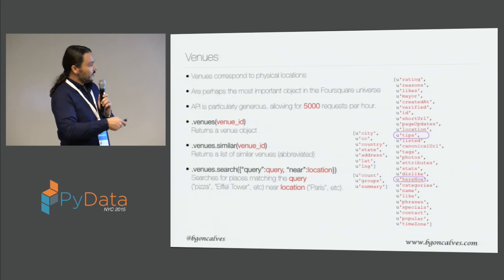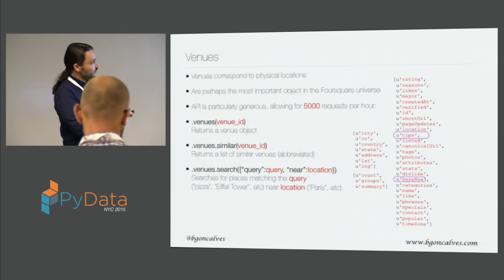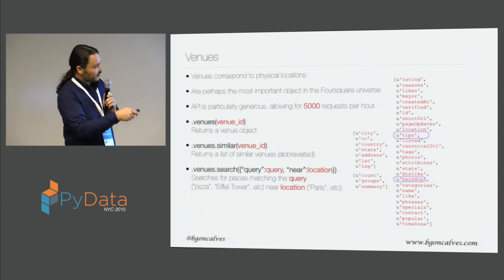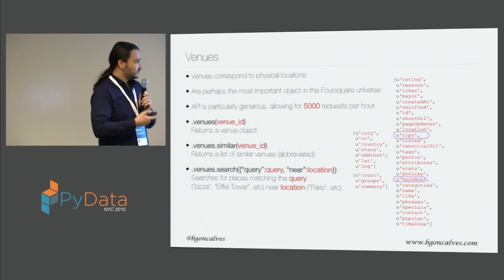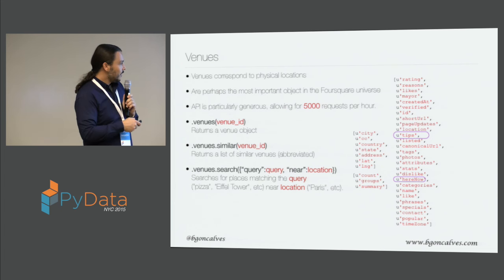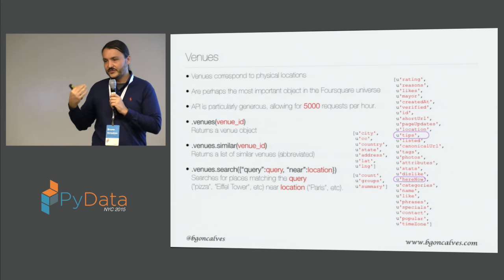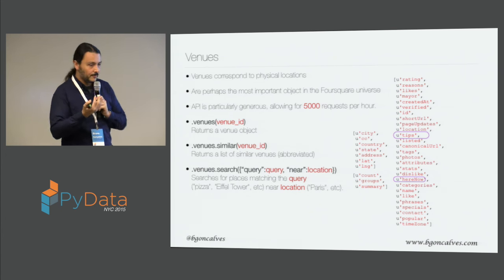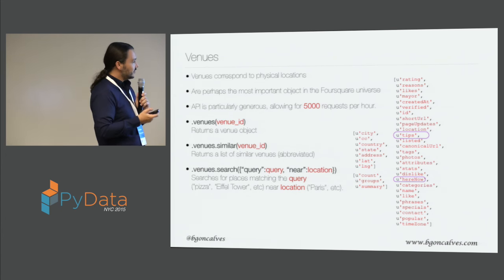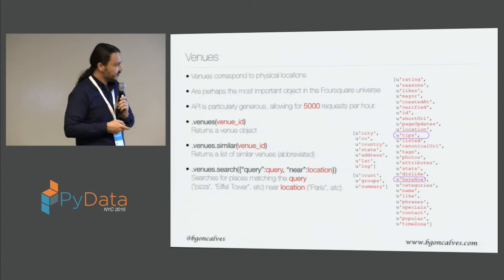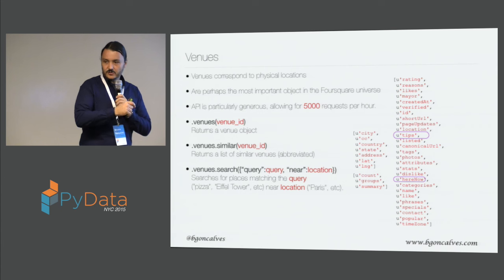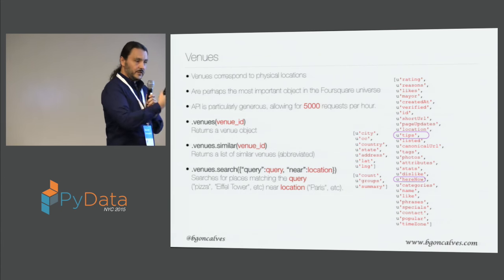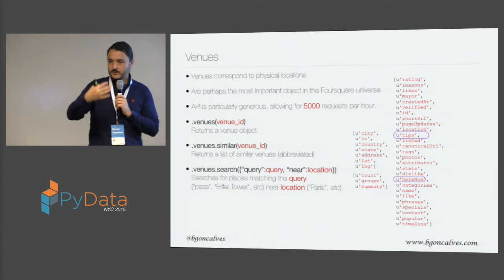If you do the client object dot venues with the venue ID, it will give you a venue object, which again has a bunch of information. You can even get tips that were left on the venue. You can see who is there now, or at least some information about who is there now. Venue similar will give you a list of similar attractions as defined by Foursquare. The way they define similarity is not always clear. Venue search means that you can search for places near a location. So you can search for pizza near Times Square, and it'll give you a list of pizza places near it.